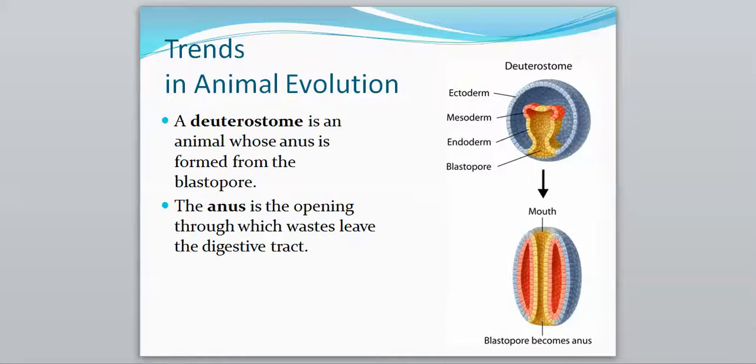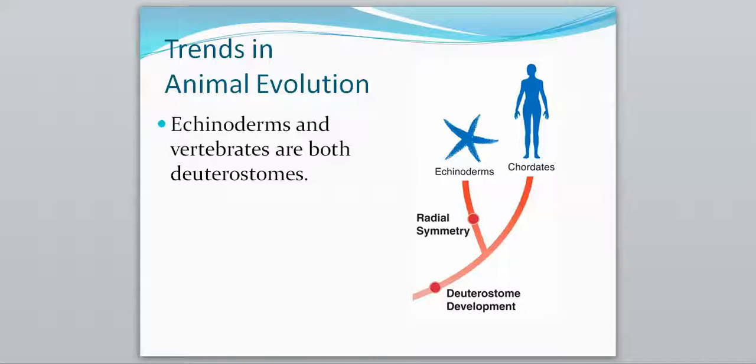The next one is a deuterostome, an animal whose anus is formed from the blastopore instead of the mouth. The mouth eventually will form, but the first thing formed is the anus. The anus, as we've heard before, is the opening through which wastes leave the digestive tract. This one is interesting because one group we're going to talk about later is echinoderms, and those invertebrates are considered to be deuterostomes. Obviously we are vertebrates, we have a backbone, so over the course of time this group of invertebrates might actually be the most closely related to the groups of vertebrates. So that's what this says.